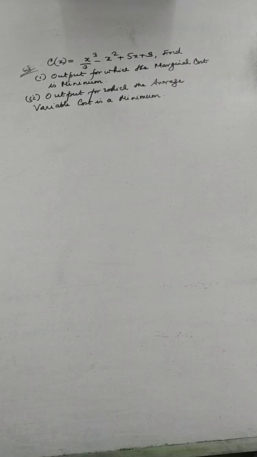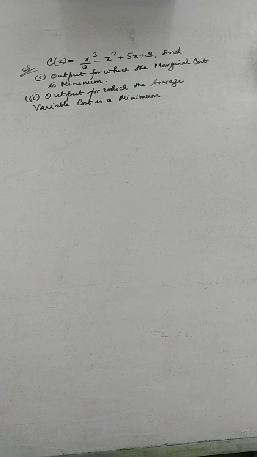This is the next question. Cost function is, I've written it in brief, okay. Cost function is given as x cubed by 3 minus x squared plus 5x plus 3. Find the output. Output means number of units x, for which the marginal cost is minimum. This is the first subpart. And the second subpart is output for which the average variable cost is a minimum. Okay. So what will we do?